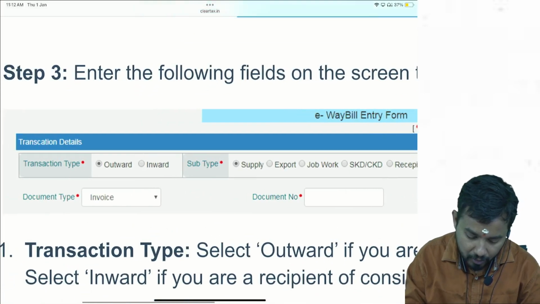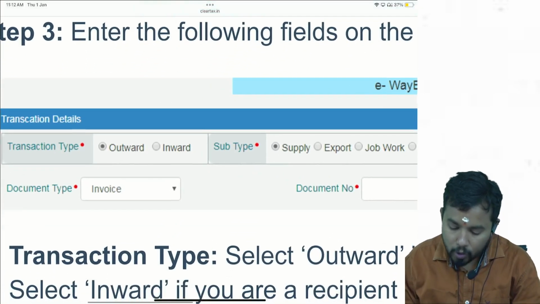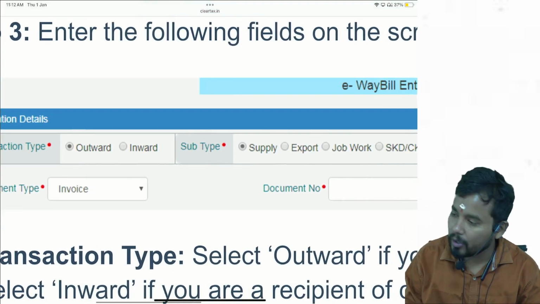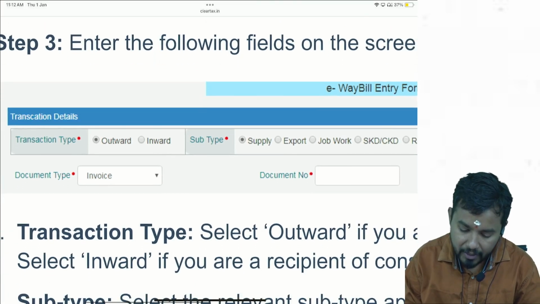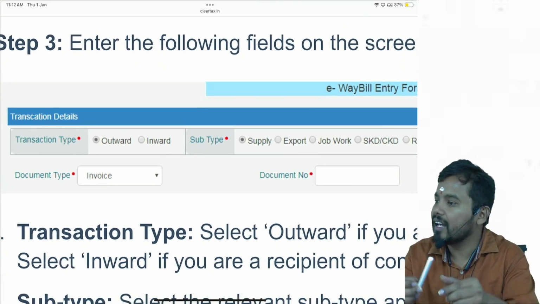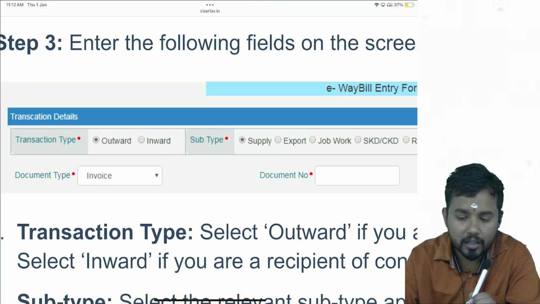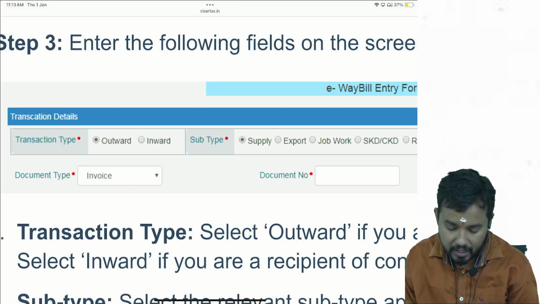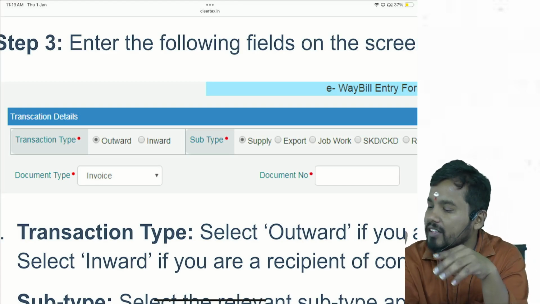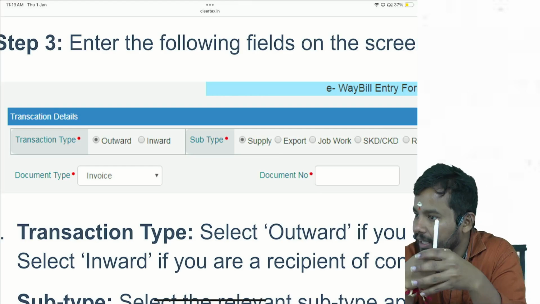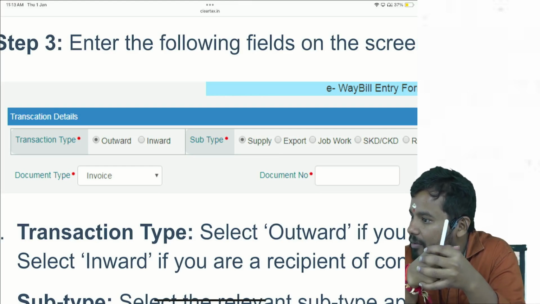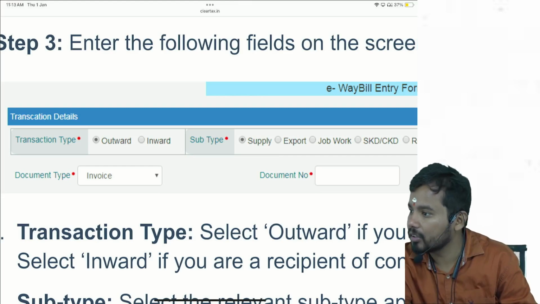See, if you observe, there will be a transaction type and there will be a subtype also. In transaction type, it is showing outward as well as inward. Now, say for example, you are a supplier sending goods to your customer, and you are generating the e-way bill, then you have to select the outward option.